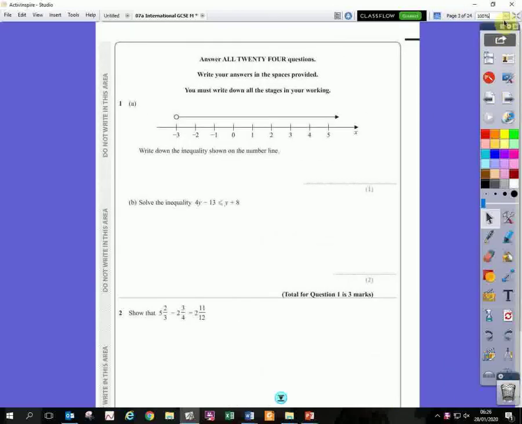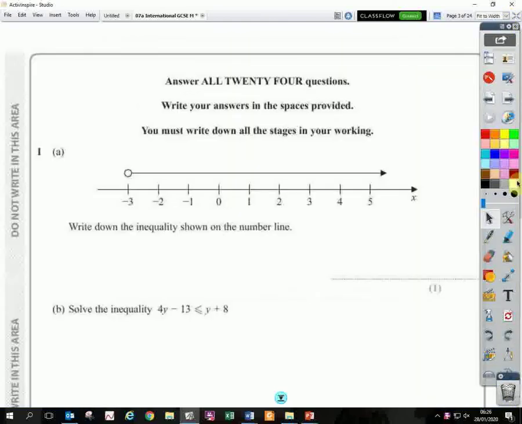Okay, so on this question, we have to write down the inequality shown on the number line. And you must not forget to use the letter that they provide, which is x. So the numbers to the right-hand side of -3 are greater than -3. So one way of writing this is x, which is the number, is greater than -3. They will also accept, if you write it the other way around, -3 is less than x, whichever way you prefer.